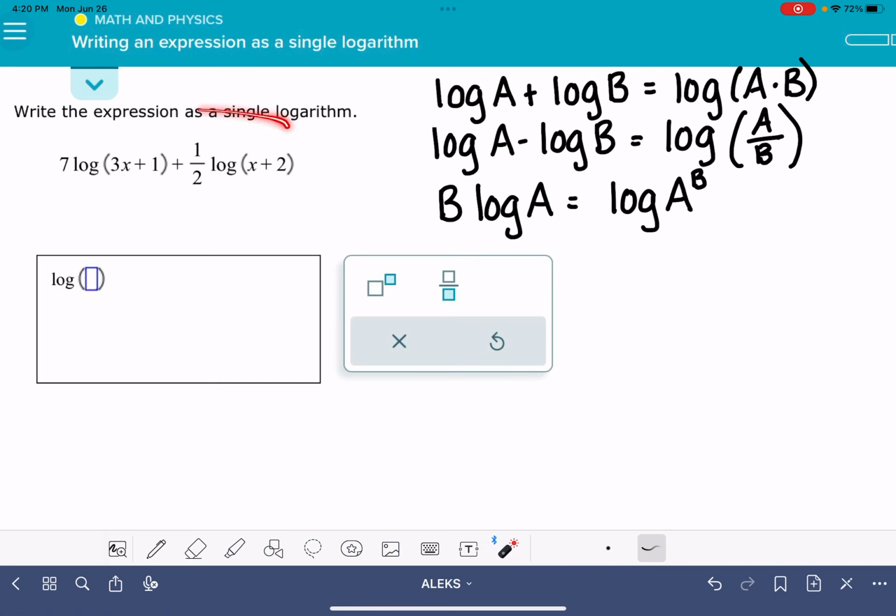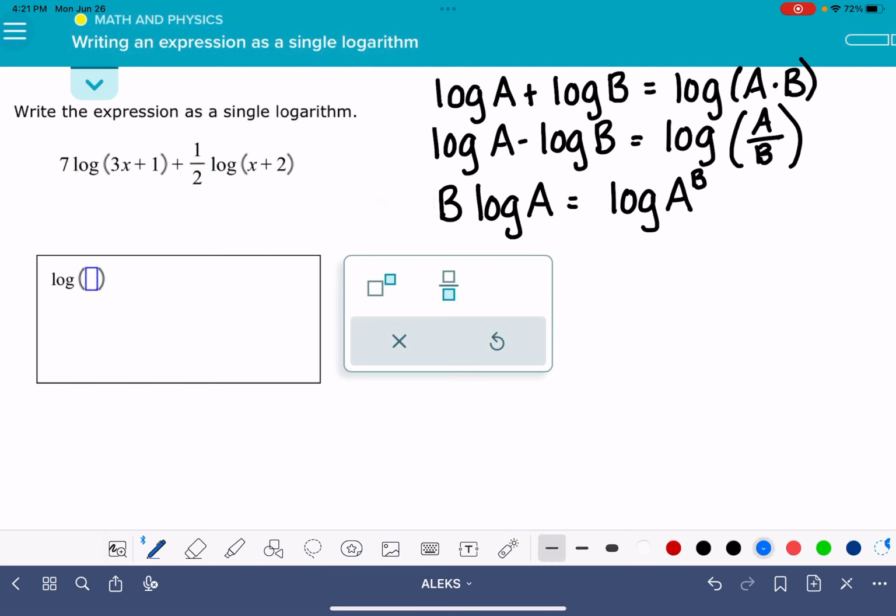So let's take a look at what we've got here. I'm not exactly sure where to start with this problem. I don't think that there's a right way or a wrong way to start solving this problem. I think what I'm going to do is start with this rule first, because I can see that I have a number in front of a log, and then I also have this number in front of a log as well. So I think the first thing I'm going to do is use this rule to get rid of the 7 and to get rid of the 1/2.